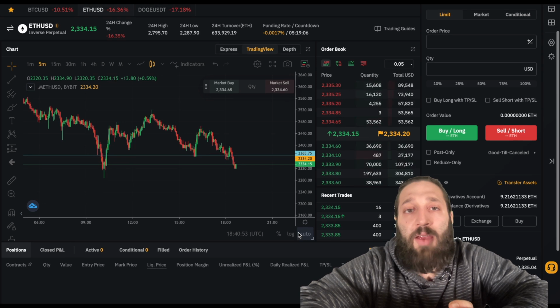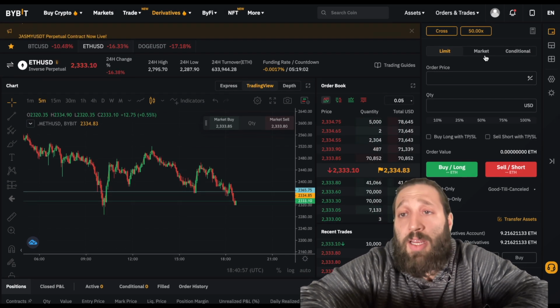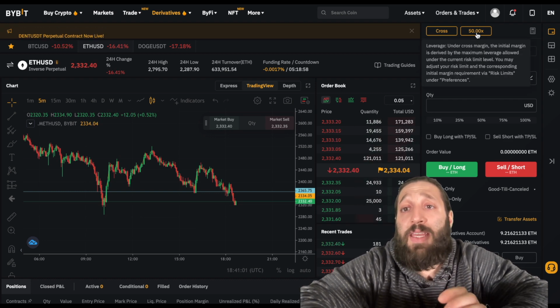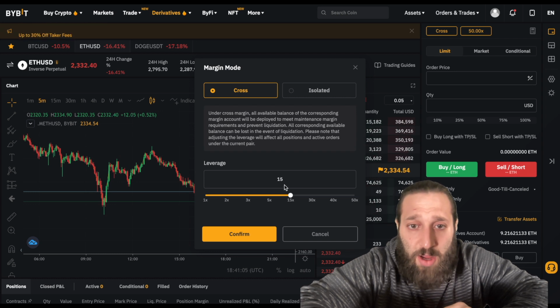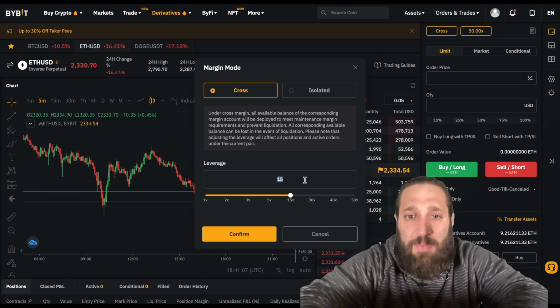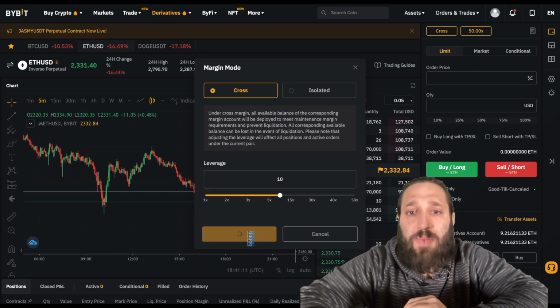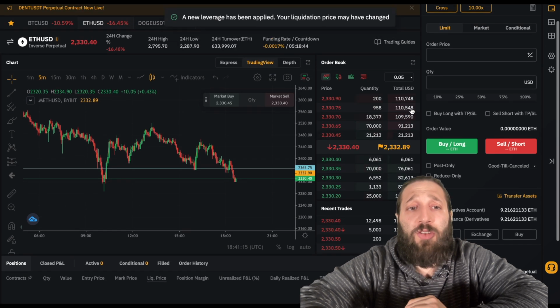So same thing, we learned how to use the limit, use the market, use the conditional. Just different here because now you have the actual leverage. We're going to put this at 10. I'm not sure why it's at 90. Doesn't matter because if you're using solid risk management, it doesn't really matter how much leverage you're using.